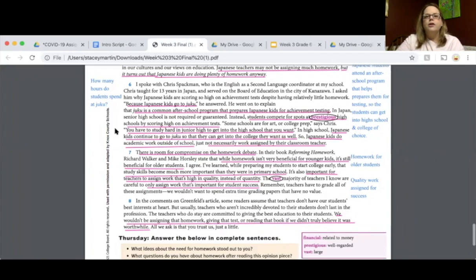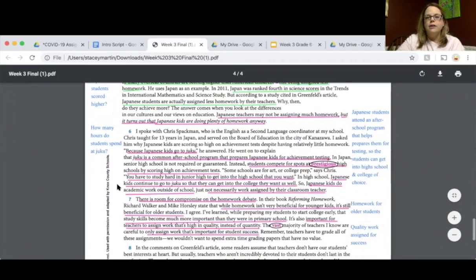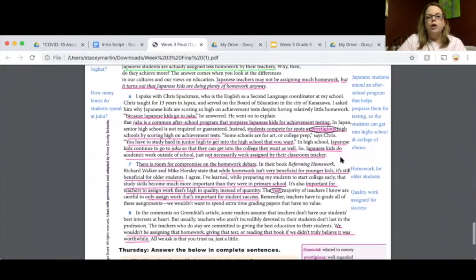All right, so some of the things that I highlighted here is that Japanese students attend an after-school program, and this is my paraphrase over here for this paragraph, okay? And what makes this so nice is that I can quickly go back and look, because I've paraphrased it to the side. And then some ways that they could change it is that homework is for older students, and maybe quality work needs to be assigned, okay?